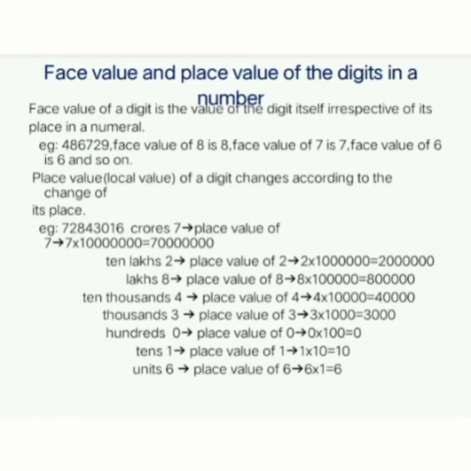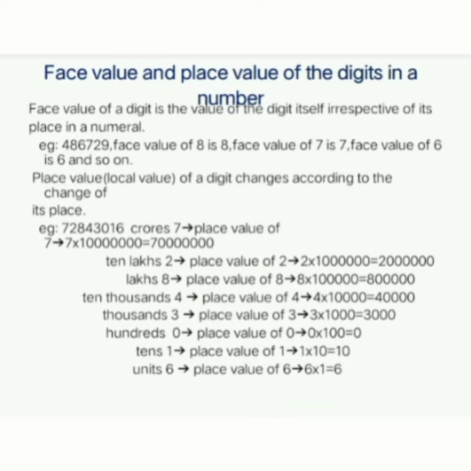Coming to the face value and place value of the digits in a number. Face value of a digit is nothing but the value of the digit itself, irrespective of its place in a numeral. That means face value is an unchangeable value. Here you can observe in the example 486729, the face value of 8 is 8, the face value of 7 is 7, the face value of 6 is 6, and so on.